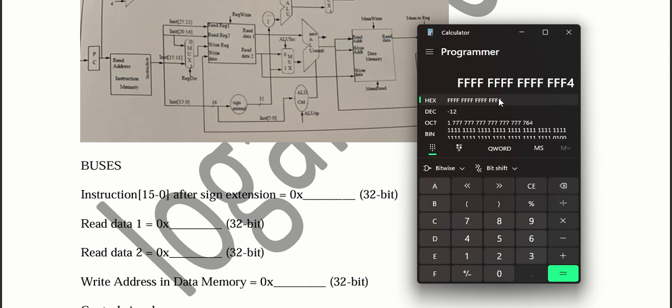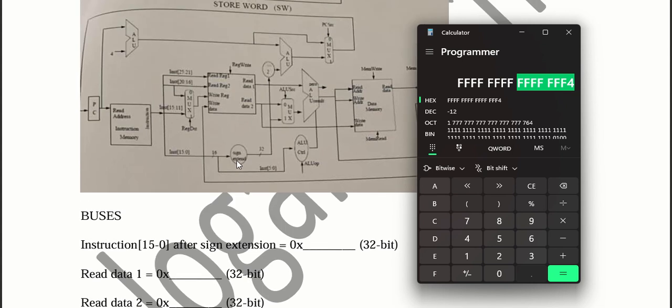Now this is a 32-bit architecture. So you only have to write 8 of these, the first 8 numbers, right? So this is hexadecimal. So you just have to write only this 4 as your answer, right? And now why do you have to do that?